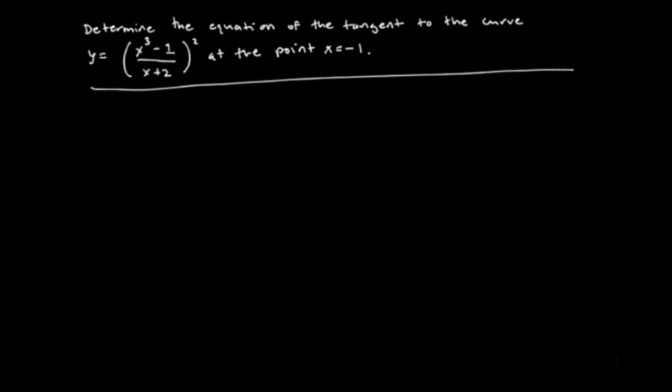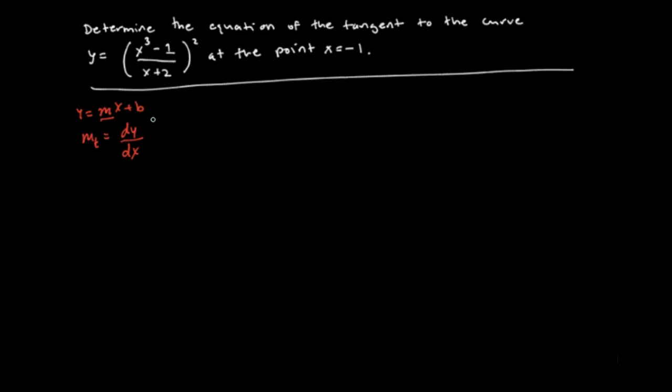Alright, let's determine the equation of the tangent to the curve y is equal to x cubed minus 1 over x plus 2 squared at the point x is equal to negative 1. To find the equation of the tangent, we need to find the slope of the tangent, as well as the y-intercept. So let's start with the slope of the tangent, which is basically the first derivative of our function, the rate of change of y with respect to x.